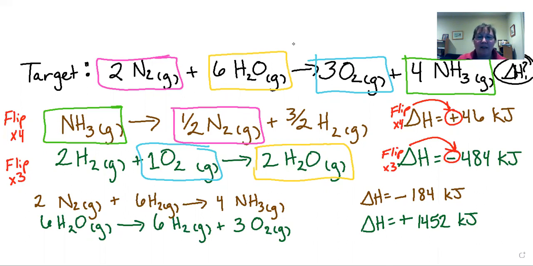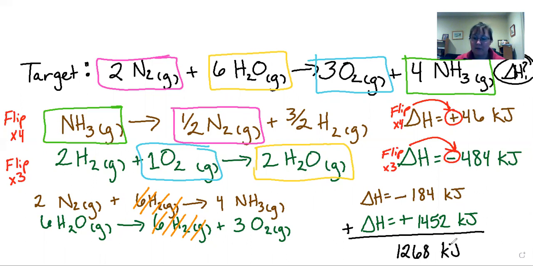Now, one way to check that I have done this correctly is to examine whether or not I can cancel things out. And here I see that I have 6 moles of hydrogen on my reactant side and 6 moles of hydrogen on my product side in this equation, and I can see that everything matches my target equation, which means that I can take these two delta H values and add them together. And what I get is an overall delta H reaction of 1,268 kilojoules.